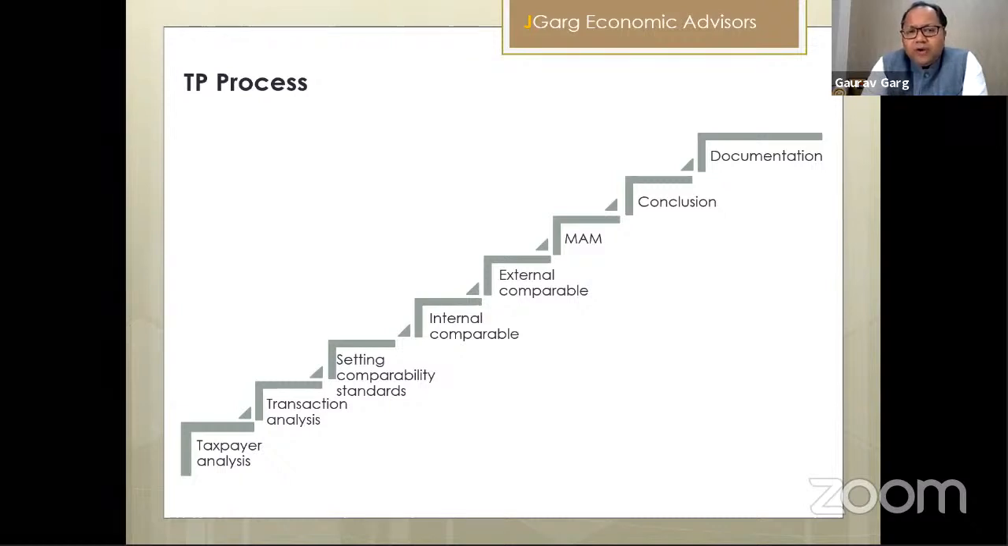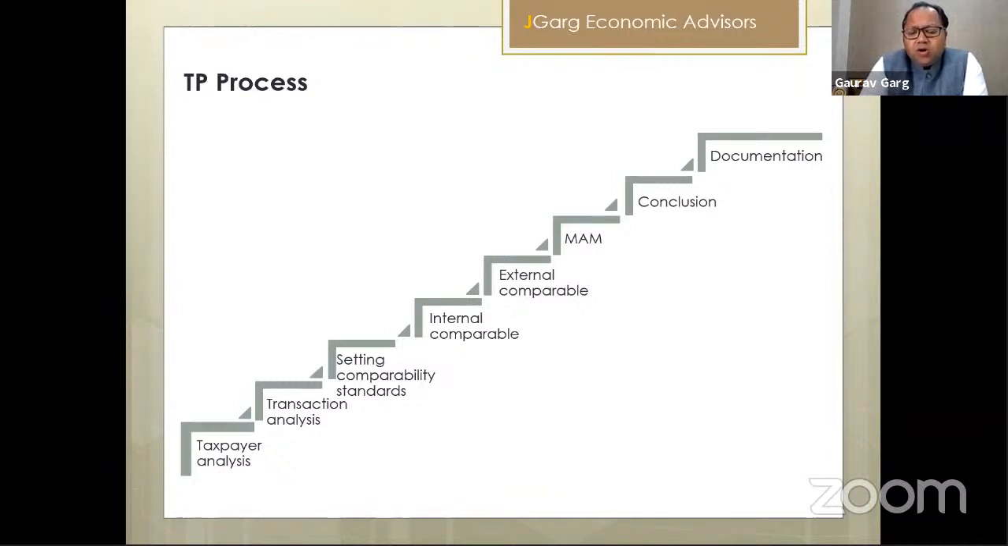What we do in FAR is, we try to understand how both the transacting parties have contributed in the transaction. What are the important functions performed by each entity in the transaction? What are the assets employed by each entity? What are the risks the entities are taking in the transaction? And then we do the characterization of the entity or of the transaction.